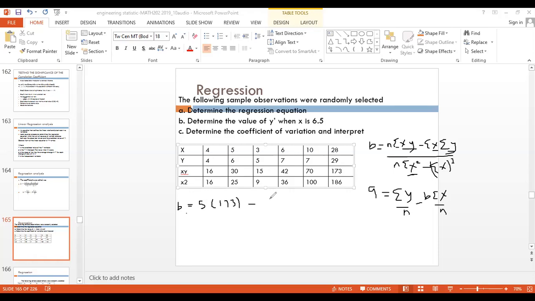Yeah, this is why I'll need your calculators. Summation x is 28. Let me write that well. So that is 28 times summation y, which is 29. All over 5 times summation x squared, which is 186. Minus summation x, which is 28, 28 squared. Okay. So do the calculation for me, give me the answer for B.